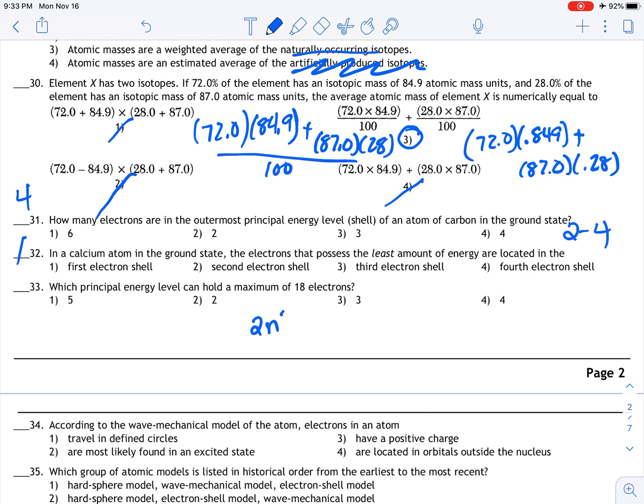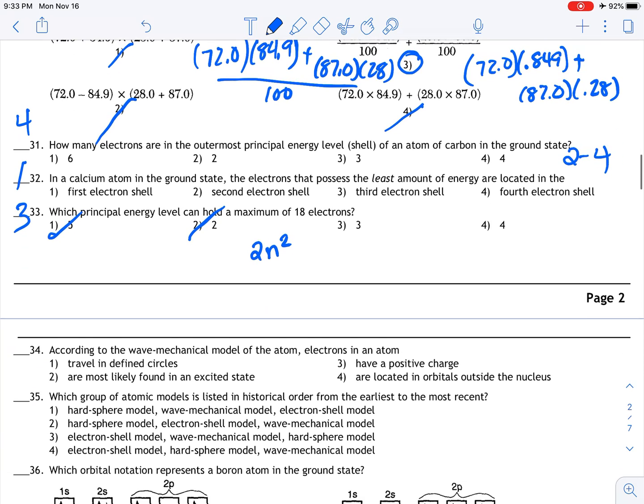So first, which principal energy level can hold a maximum of 18 electrons? So remember the Bohr formula is 2n squared. So if I have 5, that would be 25 times 2 is 50, so it can't be that. That would be 2 times 2 is 4, times 2 is 8, or 2 squared. 3 squared is 9, times 2 is 18, so that's my answer.